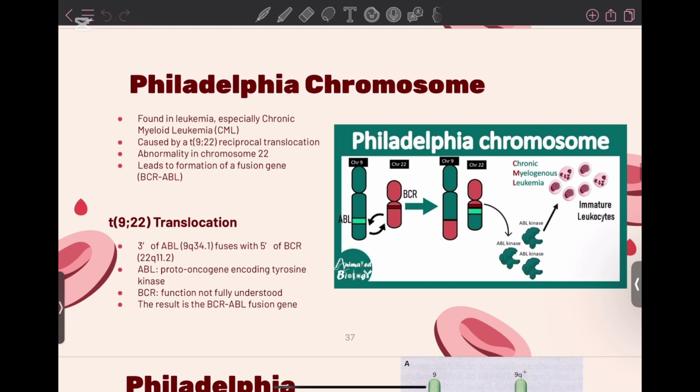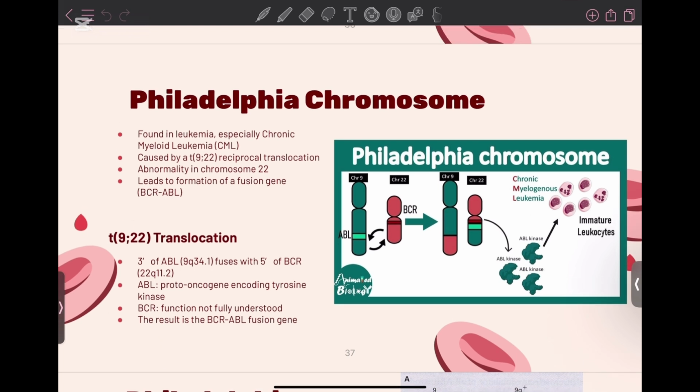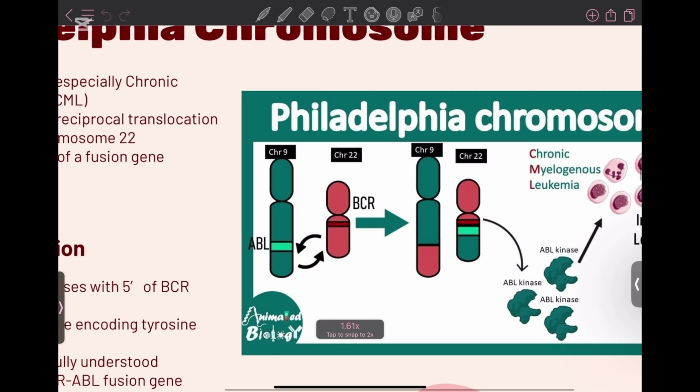The Philadelphia chromosome. As Malak mentioned, the Philadelphia chromosome is especially important in chronic myeloid leukemia. It's caused by a translocation, meaning a part from one chromosome fused with another part. If we look here, we can find chromosome 9 and chromosome 22. Normally, on chromosome number 9, you find ABL. ABL encodes for a tyrosine kinase receptor, which is important for the proliferation and growth of the cell, while chromosome number 22 is responsible for BCR.